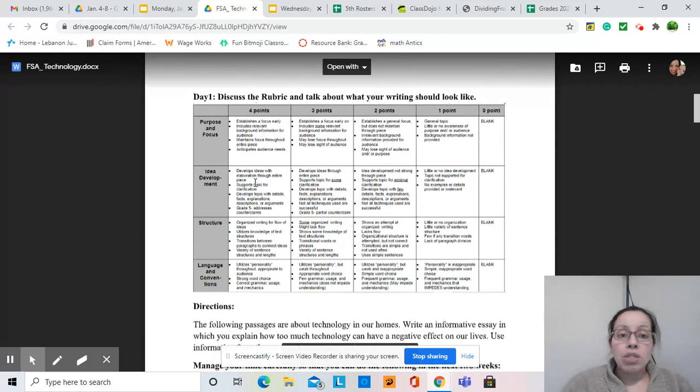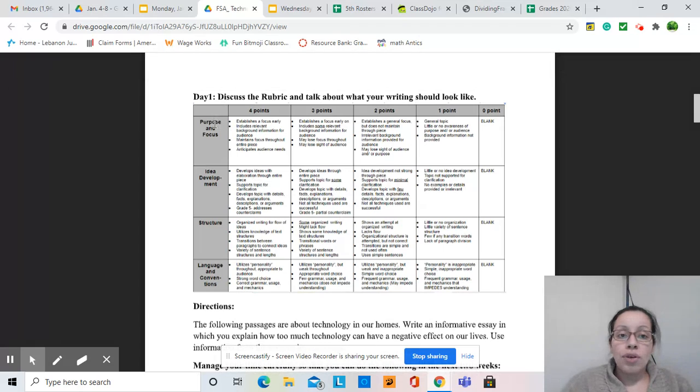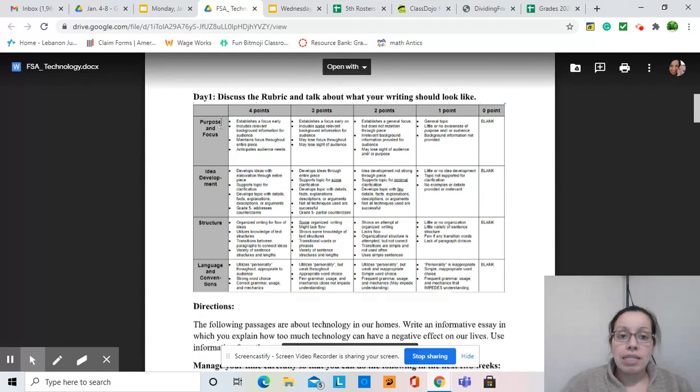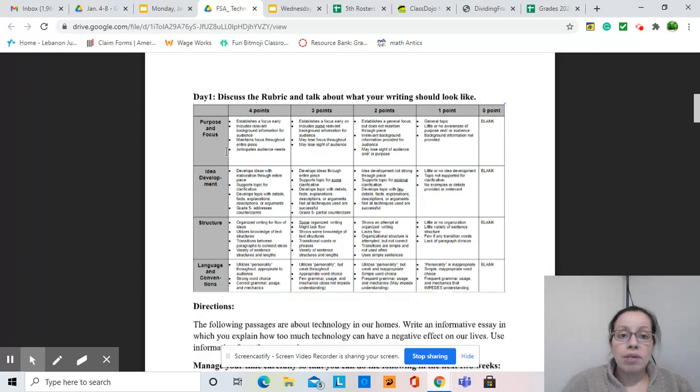However, please notice that to get a 4, you have to have a purpose and a focus. This is our rubric. Okay, you establish a focus early. You include relevant background information. That means that in your introduction, you let me know what you'll be speaking about. That does not mean that you'll write, I will be speaking to you about this. That's not good writing. You have to introduce the topic, usually with a general statement, and we will talk about introductions as we move along.